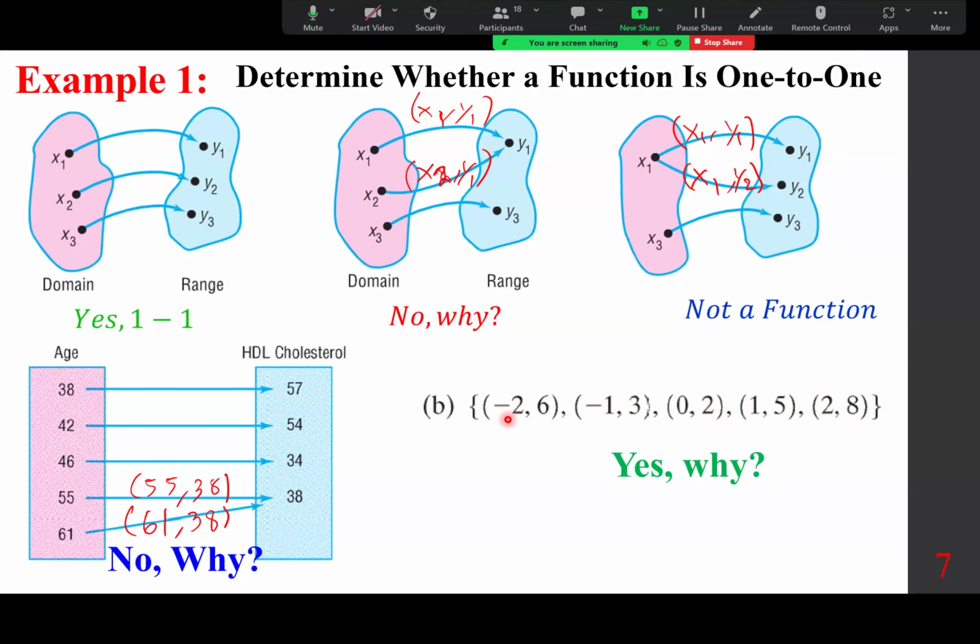Quickly, the x coordinates, they are all different. That makes it a function. Y coordinates, 6, 3, 2, 5, 8, they are different. That makes it a one-to-one function.